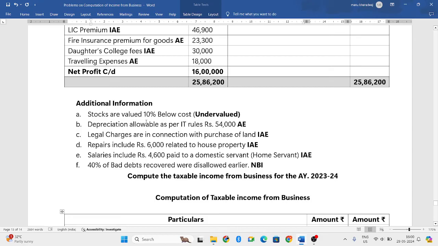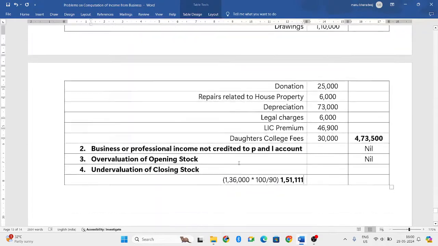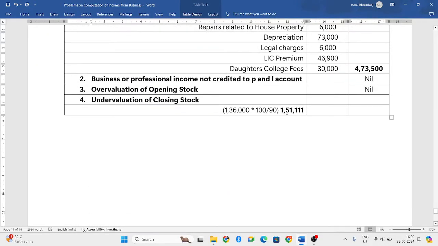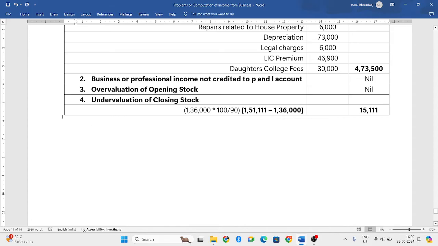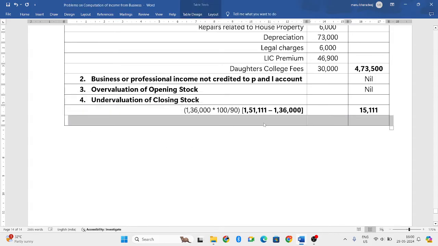In order to know the difference amount, what you need to do is, from 1,51,111 rupees, subtract the amount shown in P&L account, that is 1,36,000. So 1,51,111 minus 1,36,000 will give us an answer of 15,111 rupees. So this was the amount by which the stock was undervalued.